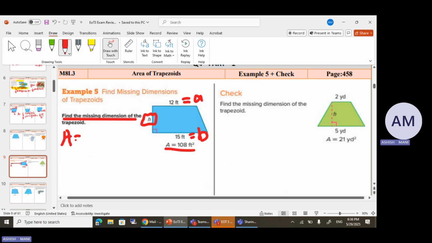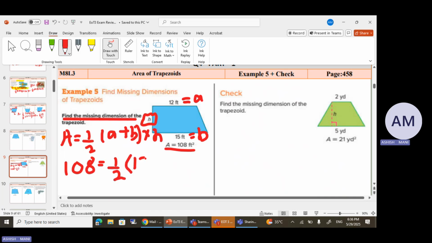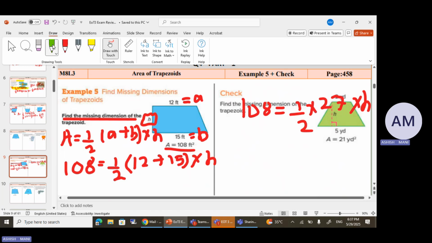Again, same. Every time you have to write the formula so you can get the correct answer. I use A plus B and then multiply with height. Now area is 102 equal to 1 by 2, and then you have to put a plus b, that is 12 plus 15, and then multiply by height. Now I solve this, so it will be 108. Now here will be 1 over 2 into, now this bracket part, 12 plus 15, it will be 27 multiply with height. Now here we do cross multiply. Cross multiply, this 2 will go up and 27 will go down.